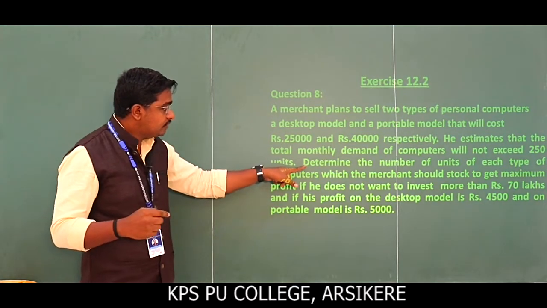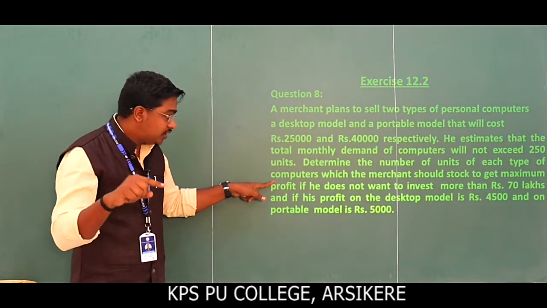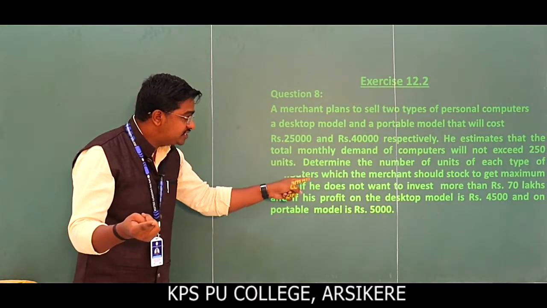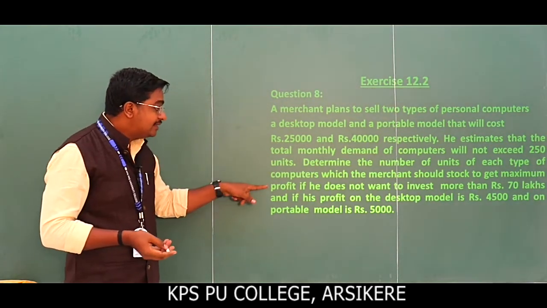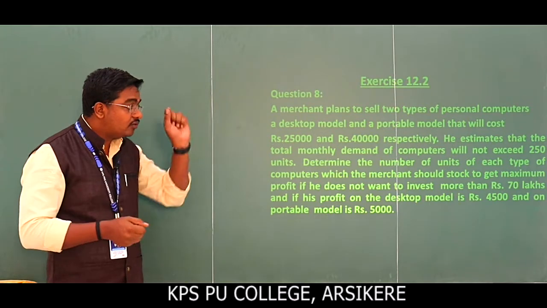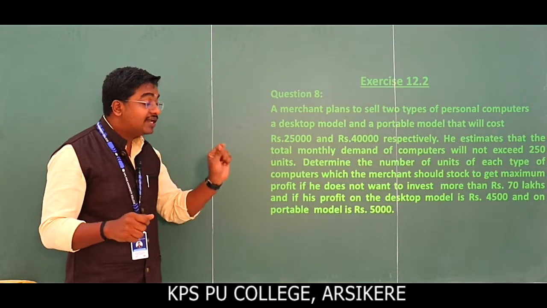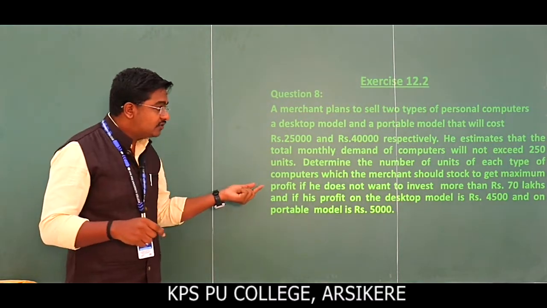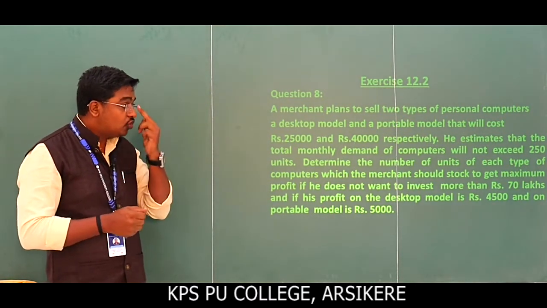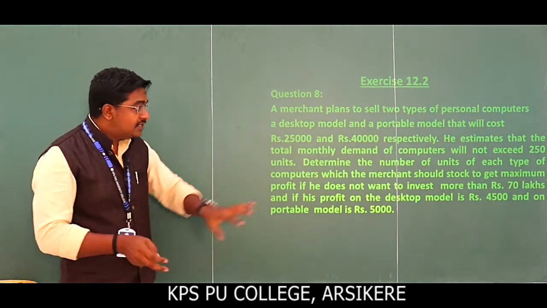Then, determine the number of units of each type of computers, both the desktop model as well as the portable model, which the merchant should stock to get the maximum profit, if he does not want to invest more than 70 lakhs, and if his profit on the desktop model is rupees 4,500 and on the portable model is rupees 5,000. This is the entire problem.